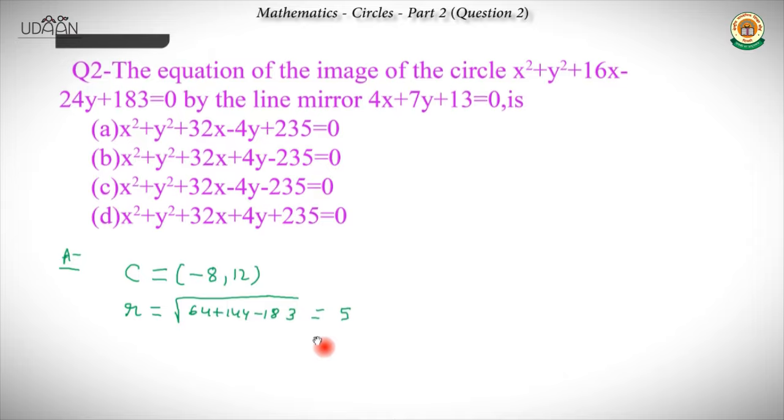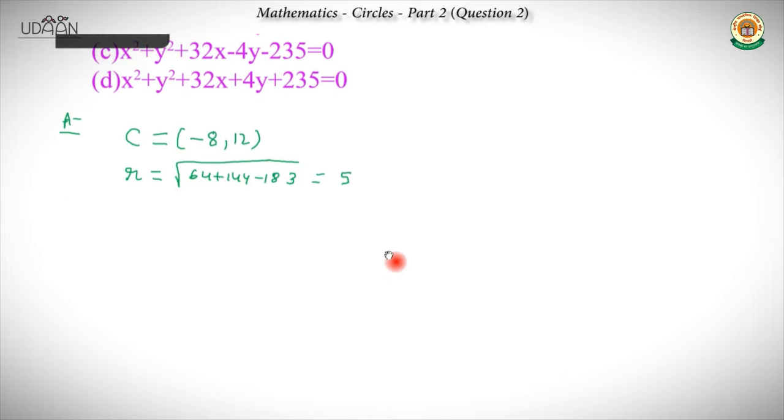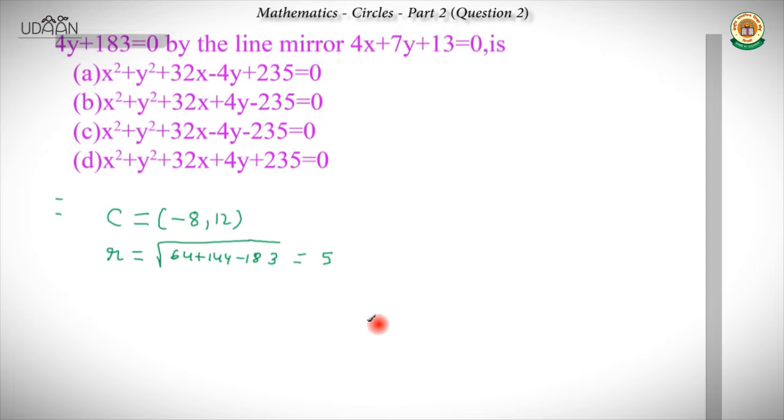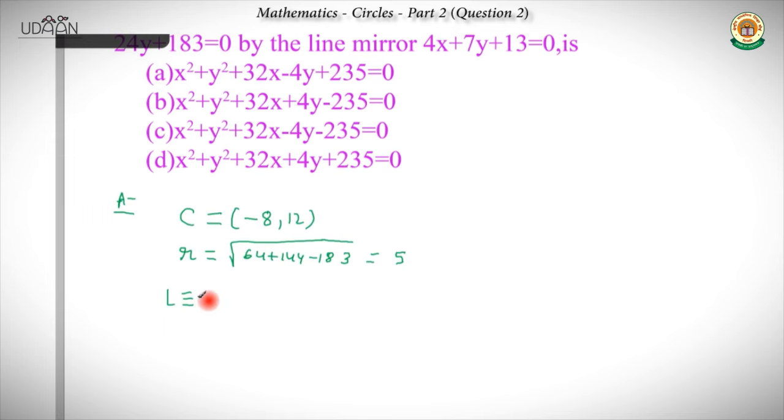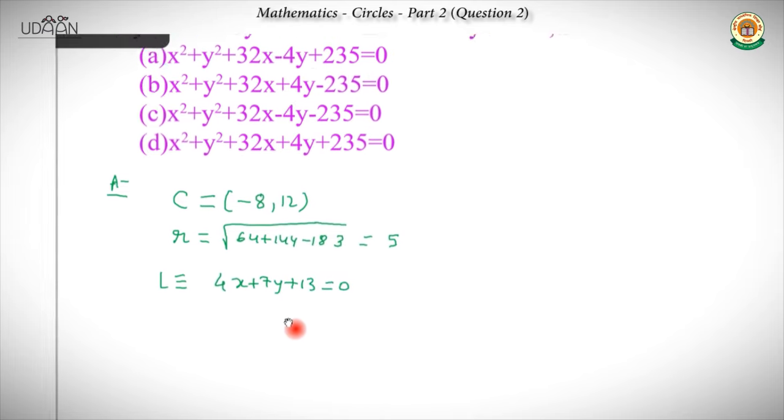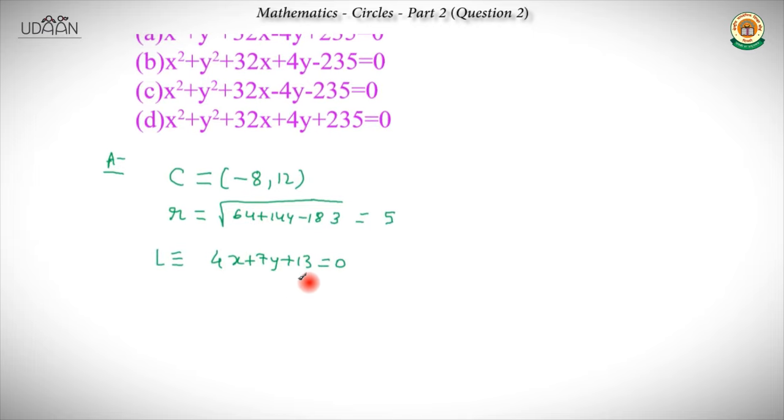So the radius will not change naturally. Only the positioning of the circle will change. And the equation of our line mirror is 4x plus 7y plus 13 equals to 0. This is the equation which we have to consider as the mirror for the circle. So we'll take the image of the point minus 8 comma 12 with respect to the line. Since we have studied in the chapter straight line how to take an image of a point with respect to a given line, we'll directly substitute the formula here.